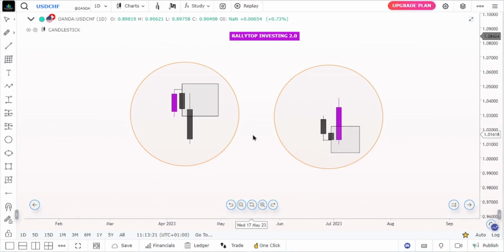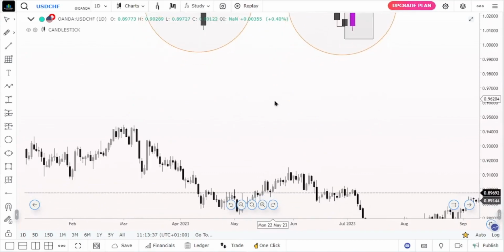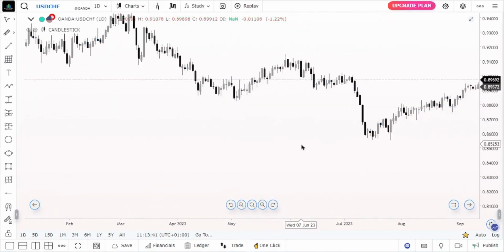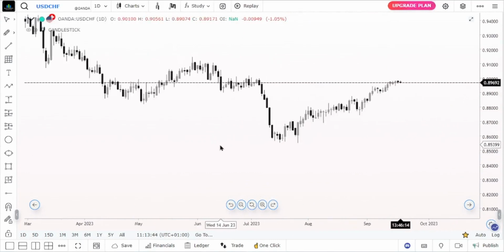Once price taps into that higher time frame point of interest that you have refined on your lower time frame, then you can take your trades from there. All right? This is a very powerful and very effective trading strategy. Okay? So let me show you some of these things on the live chart for you to really understand what we mean.